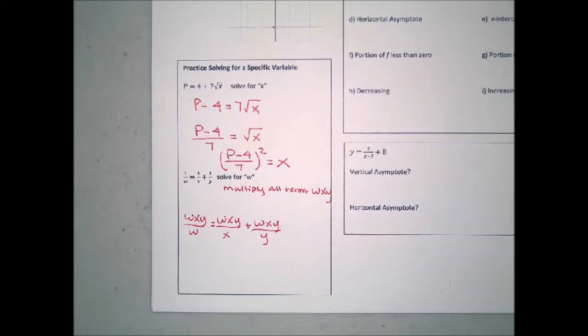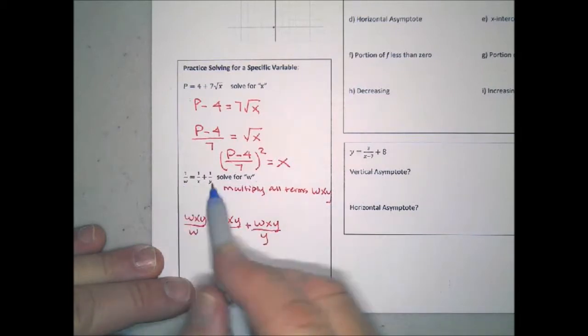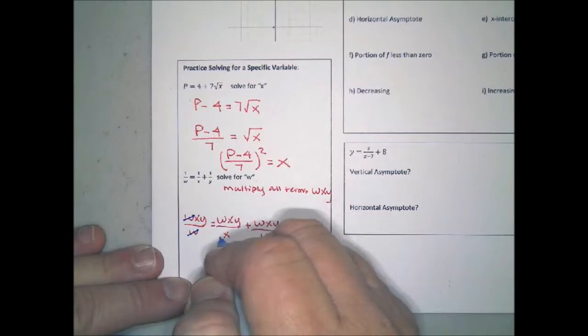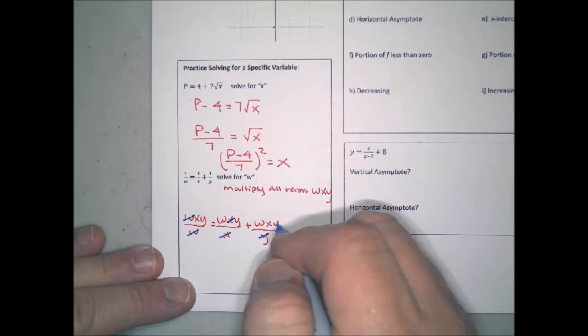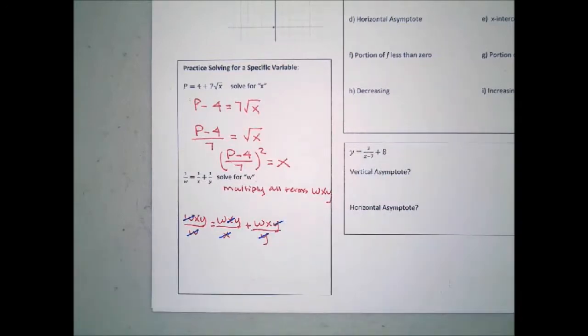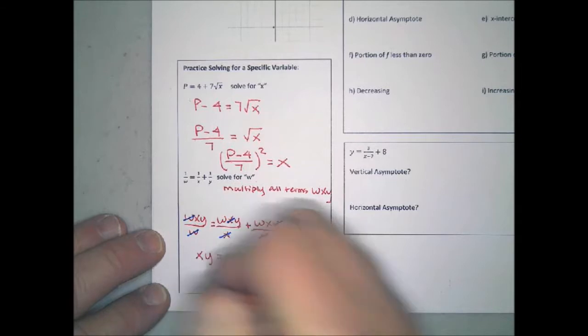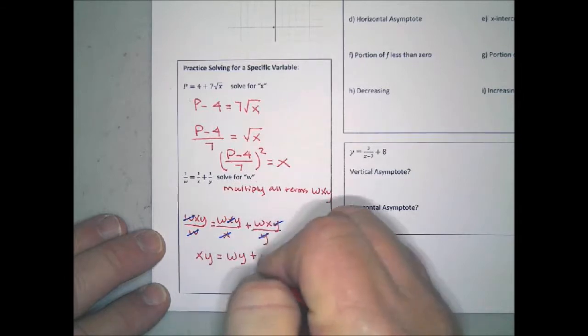Now I'm going to reduce what I can. The denominators are going to go away because I multiplied all the terms by the least common multiple. On this one, it's the w's. On this one, it's the x's. And on this one, it's the y's. And I'm left with the equation that says xy equals wy plus wx.